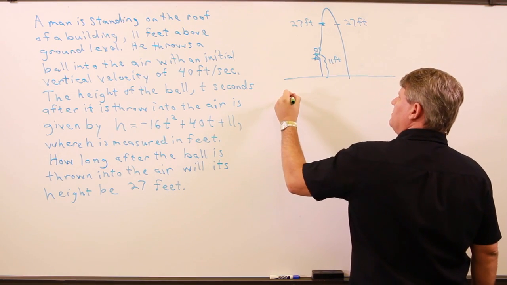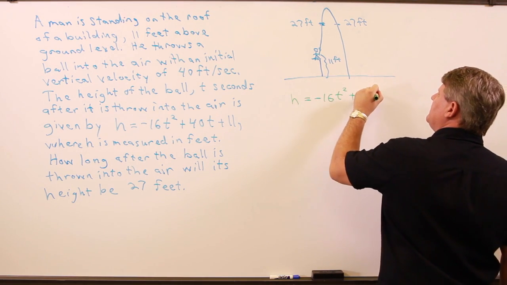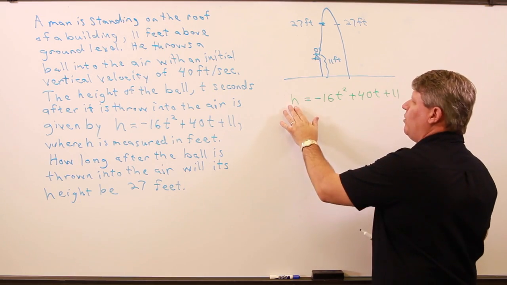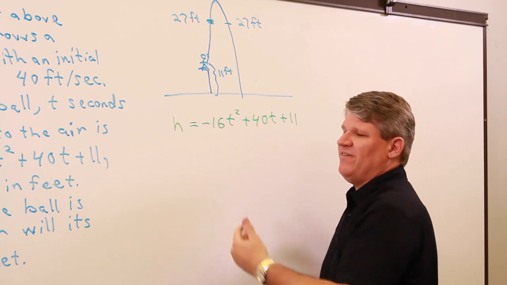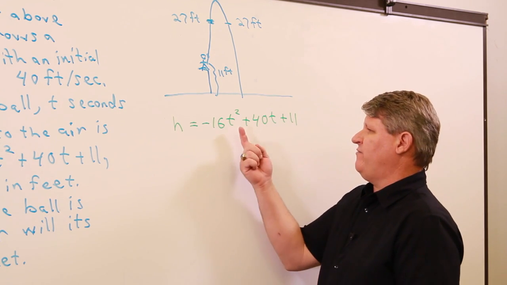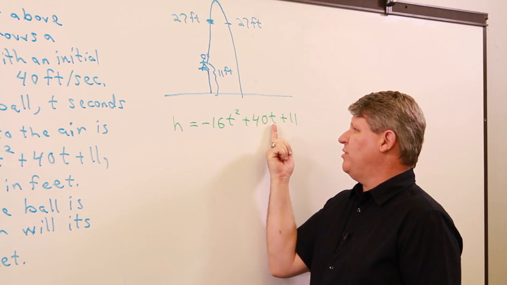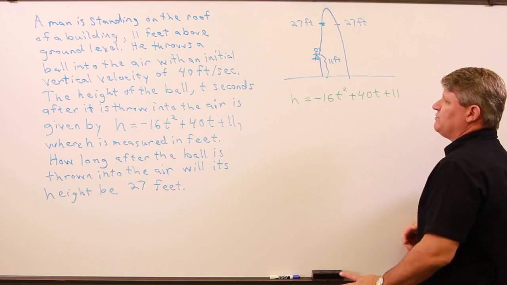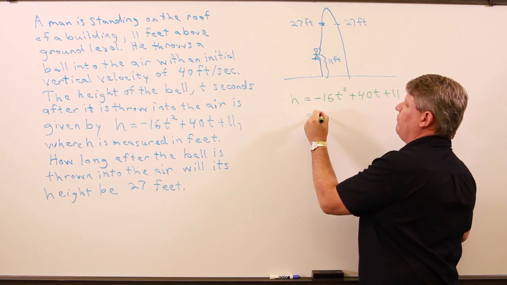Again, we have an equation, h equals negative 16t squared plus 40t plus 11, an equation that tells us how high the ball will be t seconds after it is thrown. Now, if they tell me t, I can find the height. If they ask how high the ball will be 2 seconds after you throw it into the air, then I can simply plug in 2 for t and do the calculation. However, this problem doesn't tell me t, the problem asks me how long, so I know I'm solving for t.